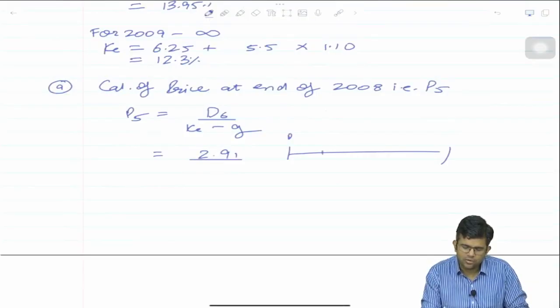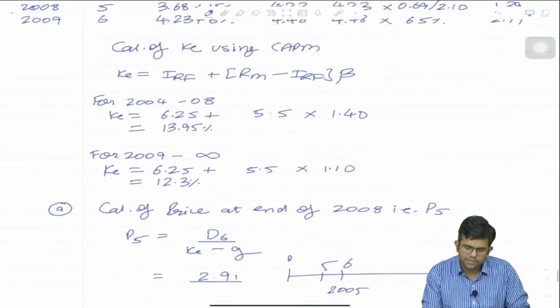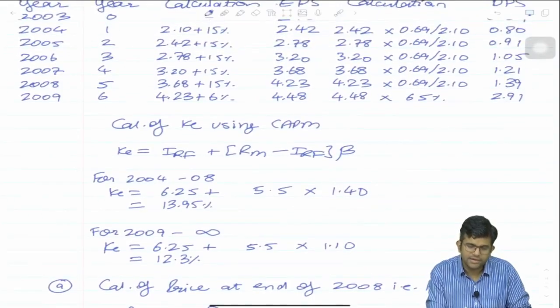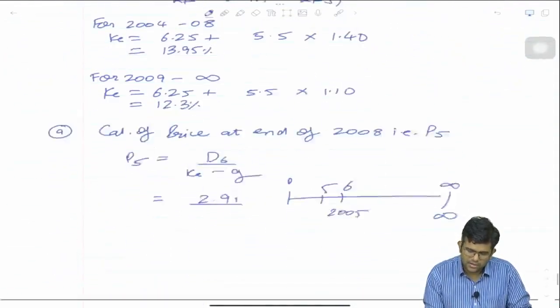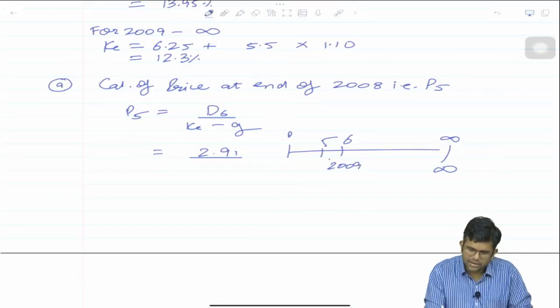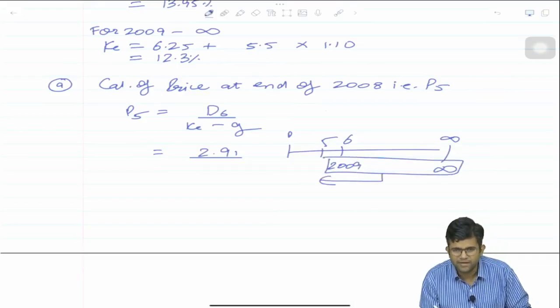See, this is 0, this is 5, this is 6 to eternity. 6th year is 2005 and this is eternity. Everybody clear? Sixth year, sorry, sixth year is not 2005, sixth year is 2009. You can see this, sixth year is 2009. So here I am writing 2009 to eternity. Now this I have to discount and bring it back to year 5. Are you all there? I have to discount and bring it back to year 5.